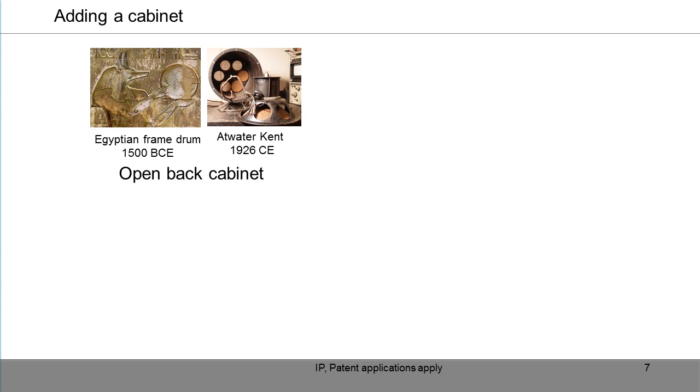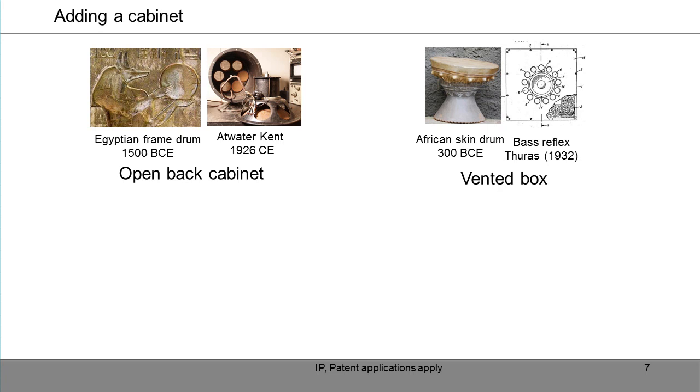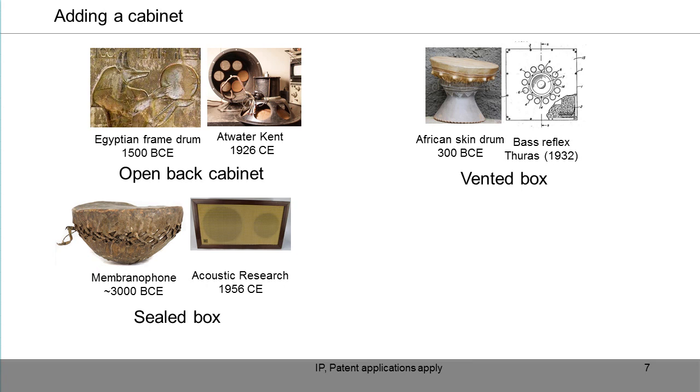Then we moved on to the bass reflex enclosure, vented box, some might call it, and we find that that was around about 300 BCE with the African drum, which had a tuned bottom. It didn't sit on the ground, you tilted it up when you were playing it, and it was a tuned resonant structure. And then we came up with a sealed box, and Acoustic Research were one of the first companies to do that, or to get that sealed box design to work, and that's very much like the membranophone of 3000 BCE. What was happening here?